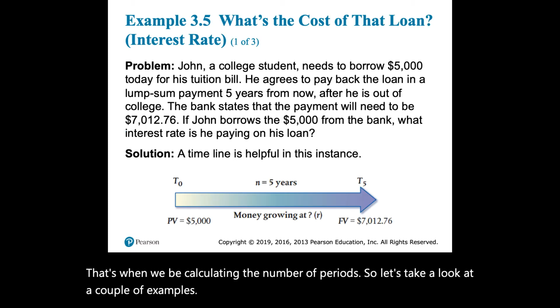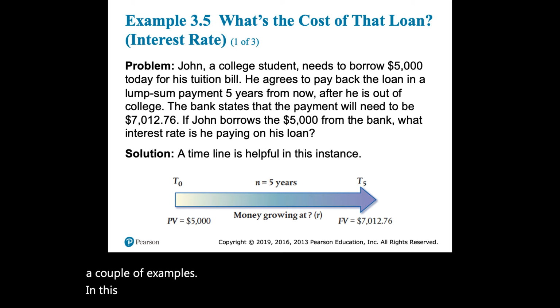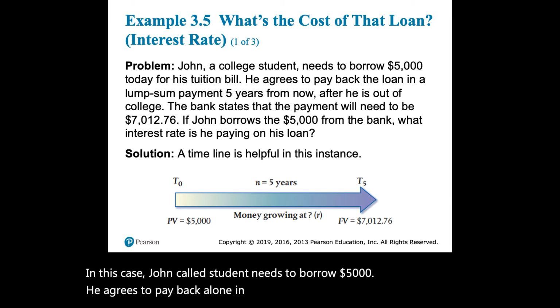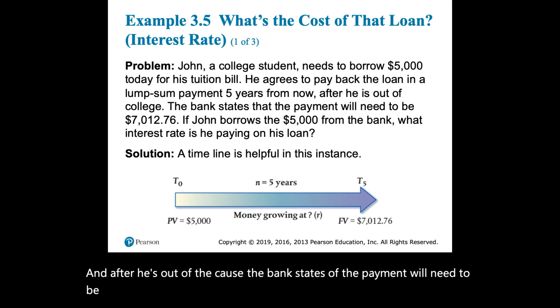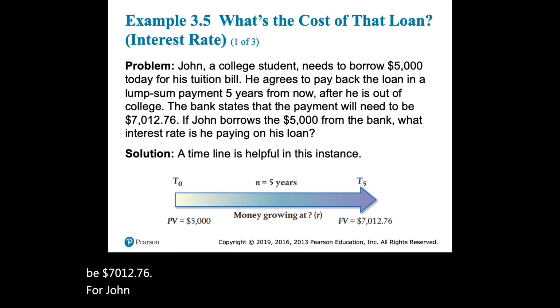In this case, John, a college student, needs to borrow $5,000. He agrees to pay back the loan in a lump sum after 5 years. And after he's out of college, the bank states that the payment will need to be $7,012.76. So John borrows $5,000 from the bank. What is the interest rate he is paying on his loan?